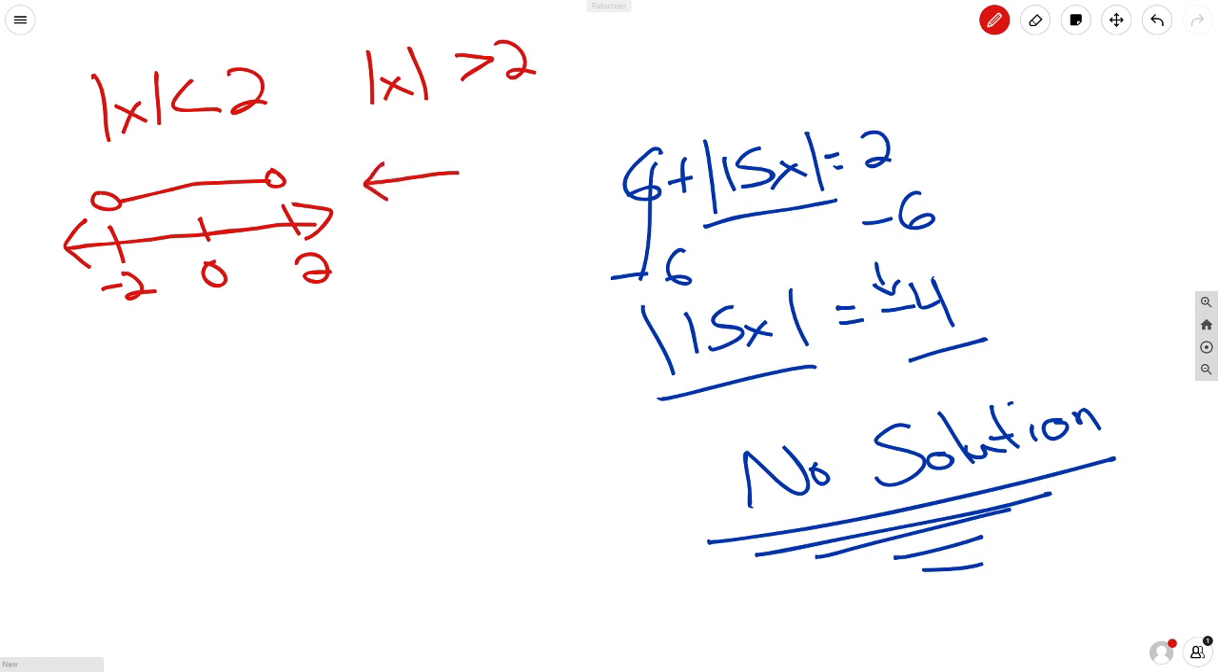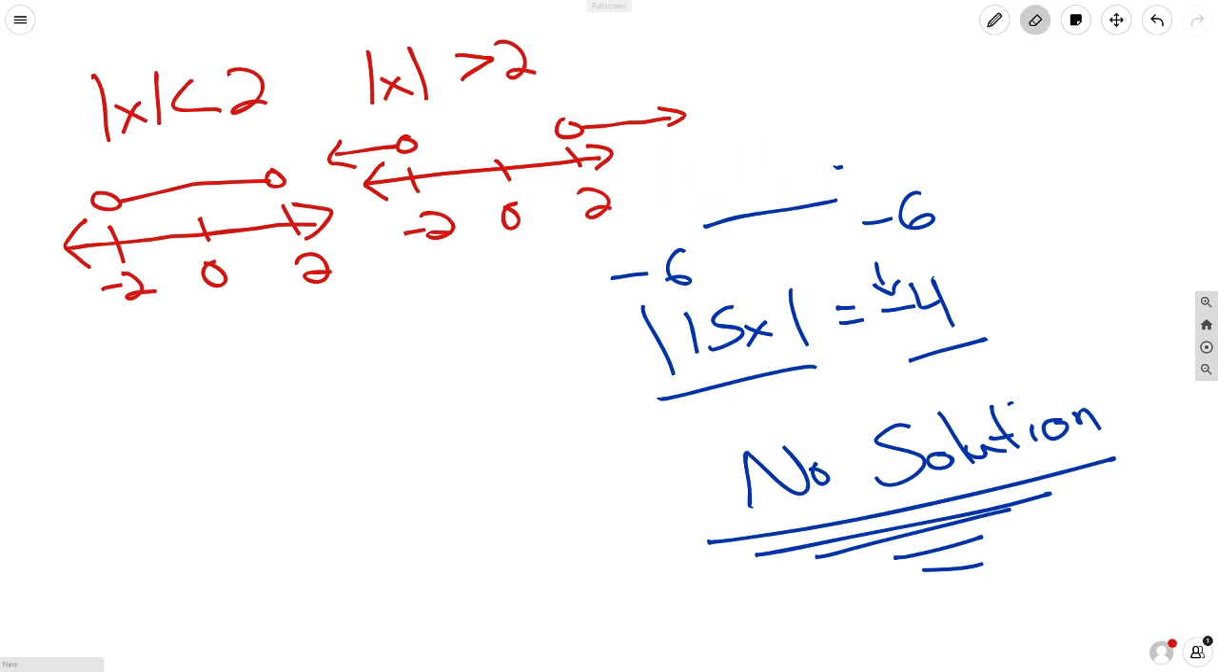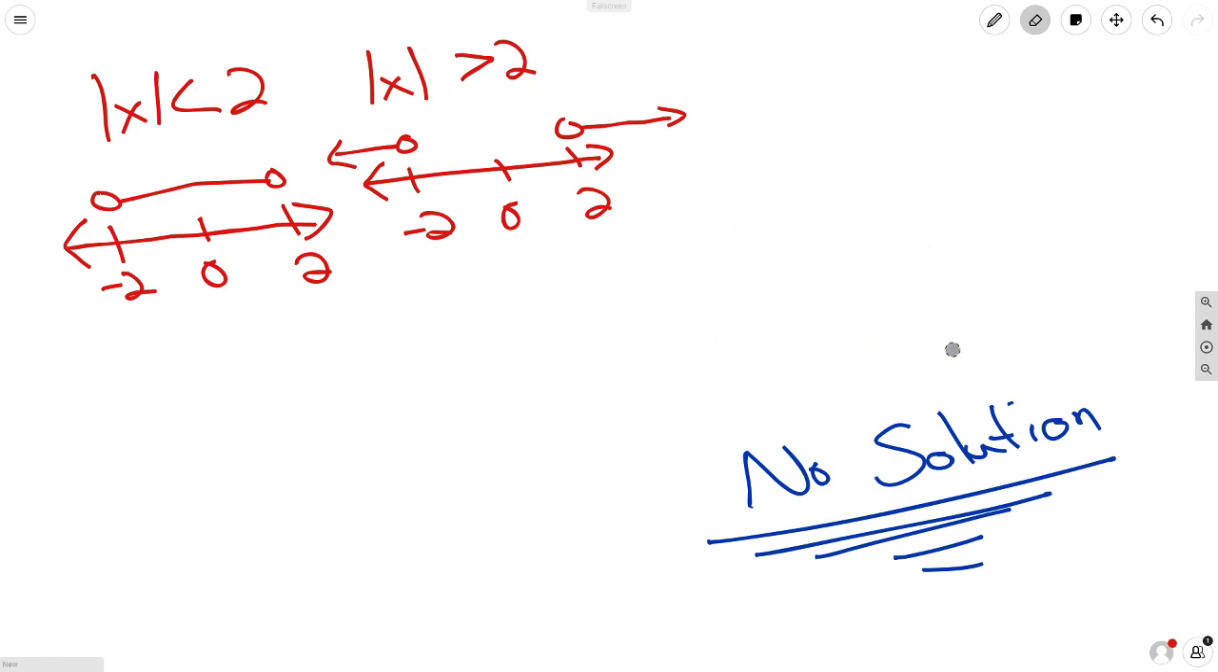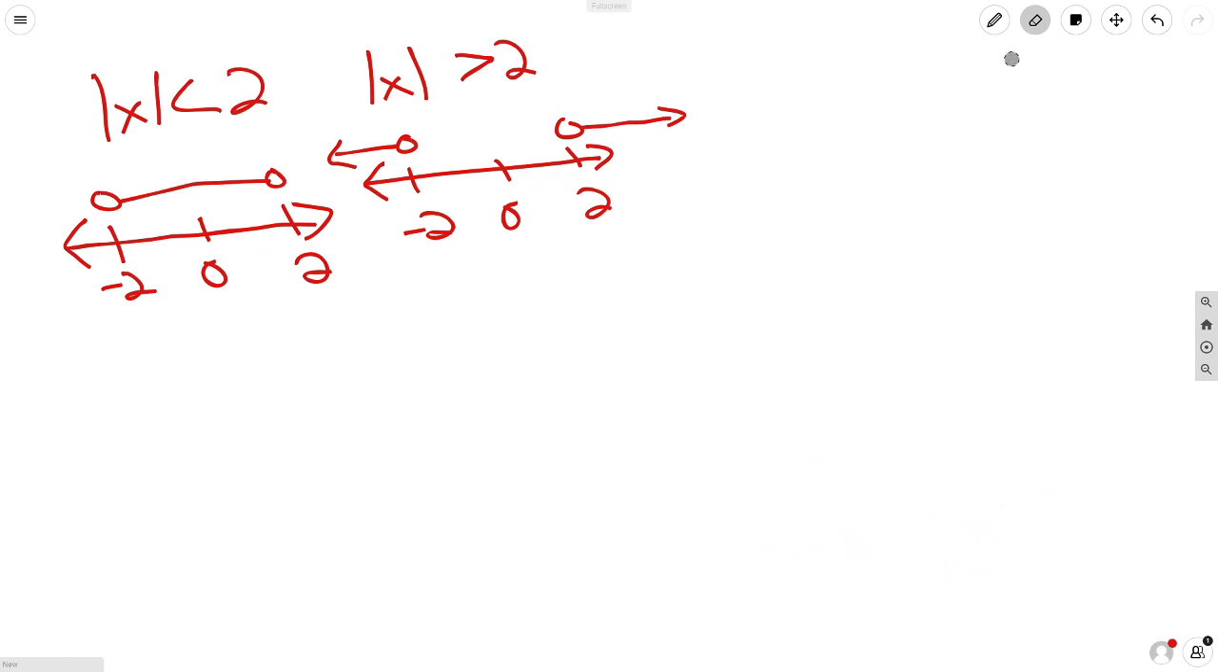But if we had greater than, that's going to look a little bit different here. So if we're saying the distance has to be more than 2, then that's not going to include any of these numbers between -2 and 2. That's going to include all the numbers less than -2 and all the numbers greater than +2. These are going to be the numbers that have a distance from 0 more than 2. Alright, so let's see what that looks like when it comes to solving these equations.